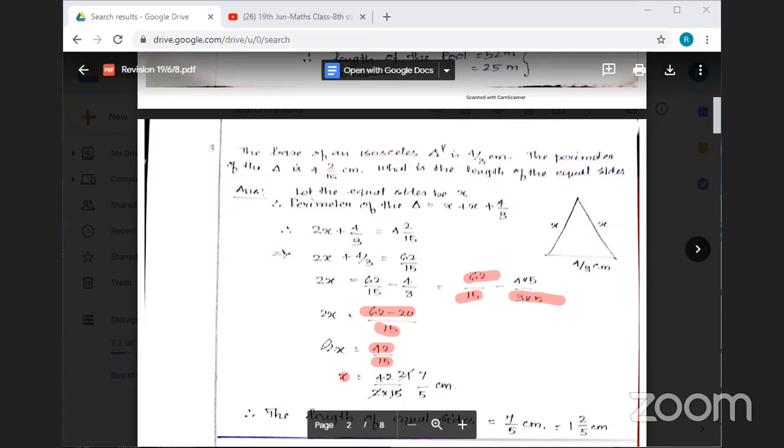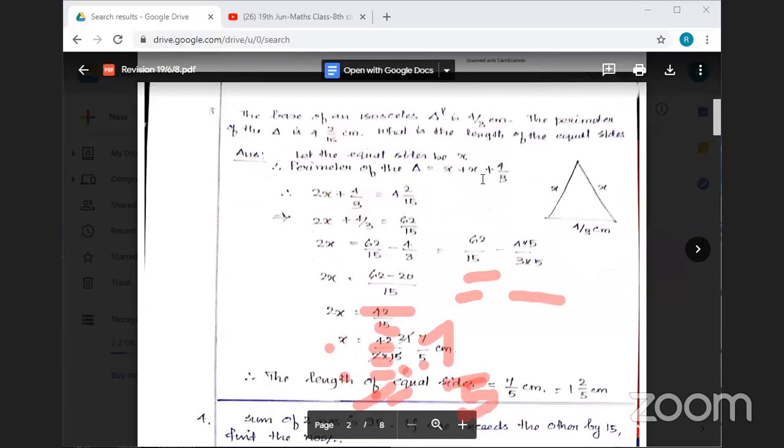That 2 is multiplying, so it will divide. The 2 and 42 will get cancelled, and the answer is 21. The 15 and 21 will cancel by 3. 7 threes are 21, so we get 7 by 5. Therefore, x is equal to 7 by 5 centimeters.